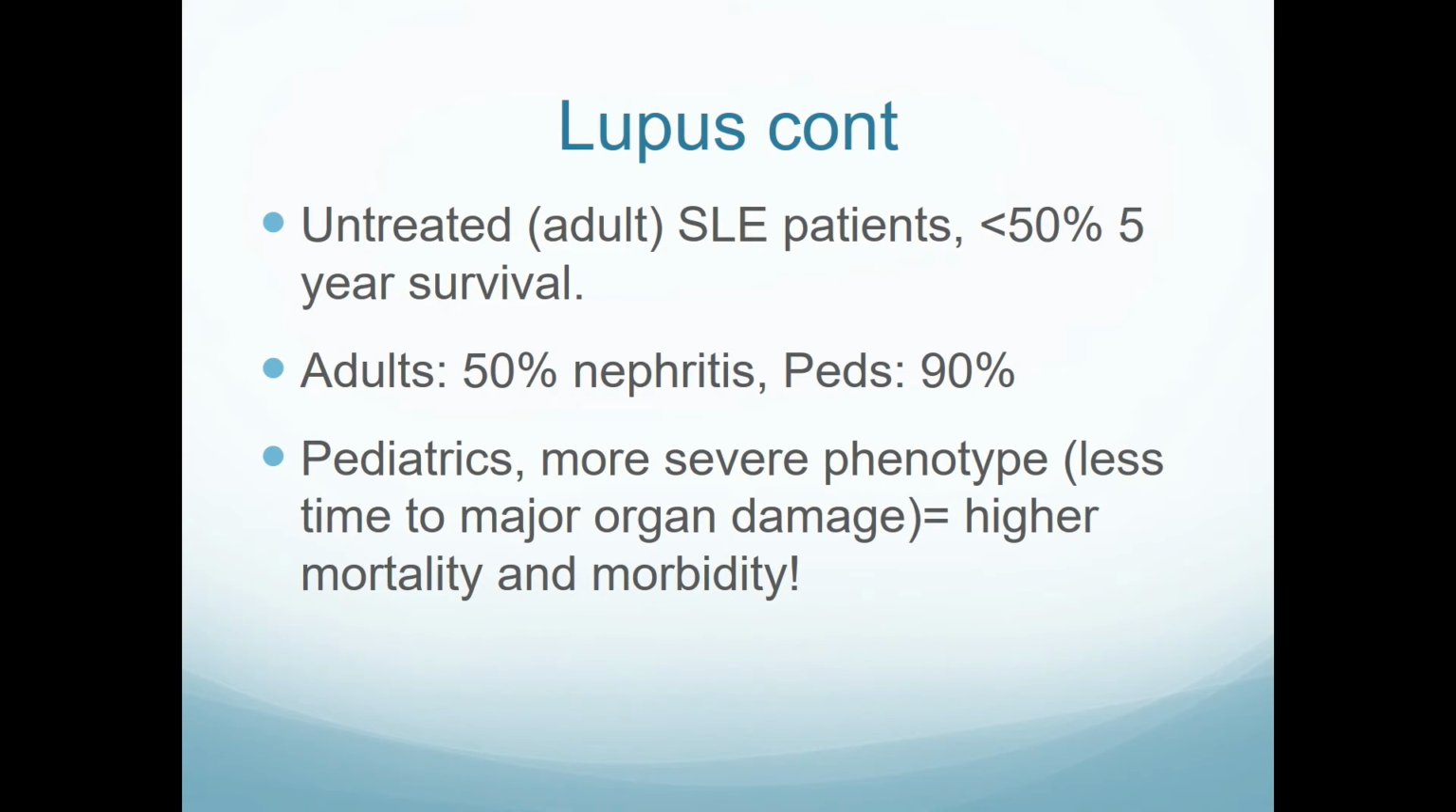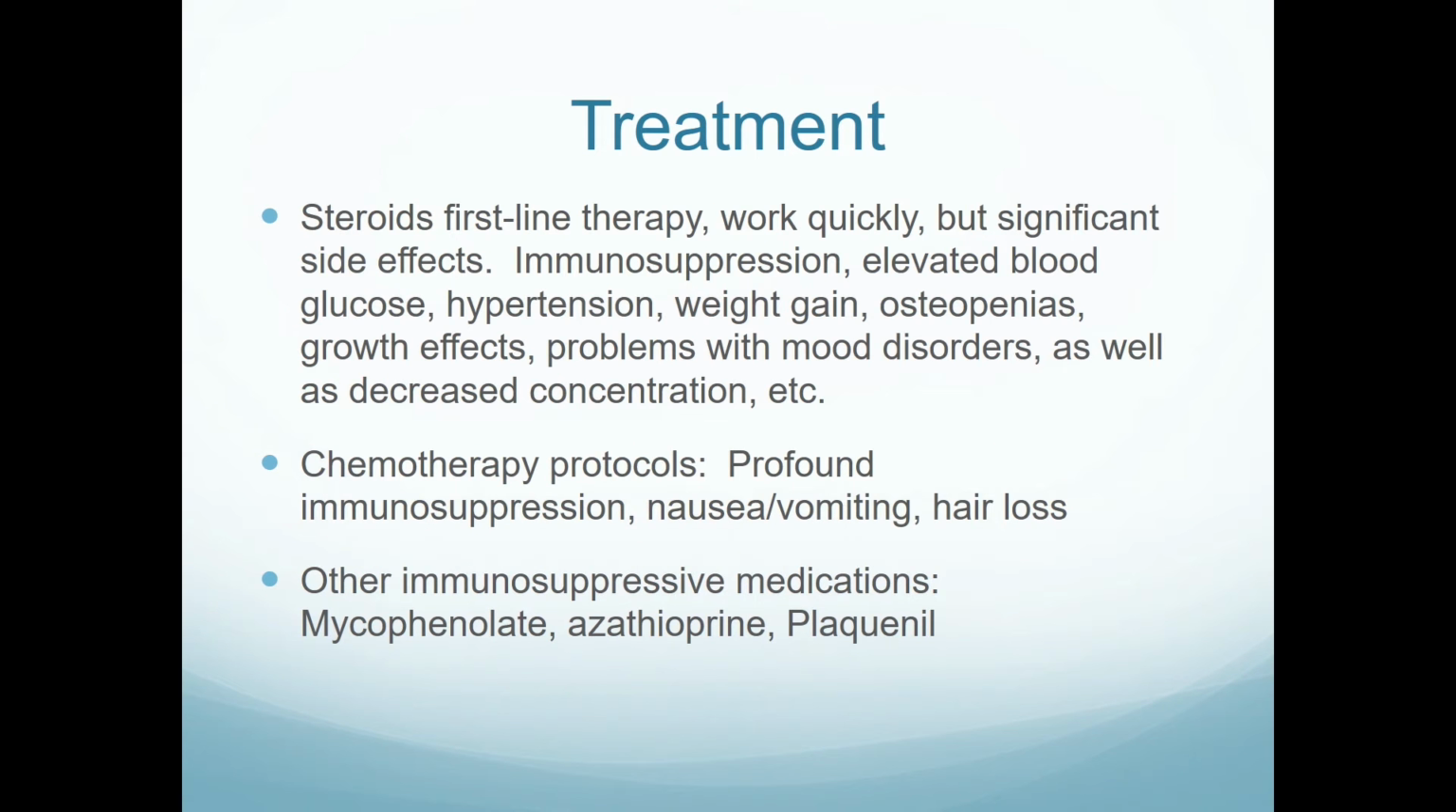Okay, just to reiterate, adult lupus, what's the natural history of lupus, right? Death. 5-year survival, less than 50%. However, think about adults: only half are impacted with nephritis. That number in pediatrics is 90%. Even though we don't have great data in pediatrics because we don't leave them untreated, we think pediatrics has a more severe phenotype, and so we actually have less time to end organ damage. And so these children oftentimes end up on dialysis. All right. What's the treatment?